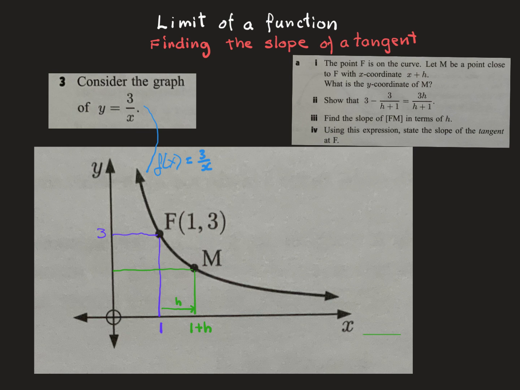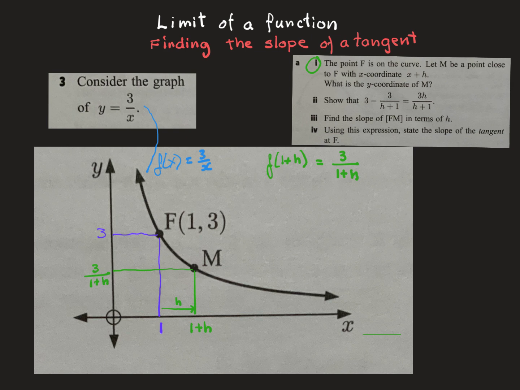So if I write over here, f(1 plus h) is 3 over 1 plus h. So we know that our y value here is going to be 3 over 1 plus h. So we've got all our coordinates at this point. So we've done question 1a, because all it asked is what is the y-coordinate of M? We found the y-coordinate of M.